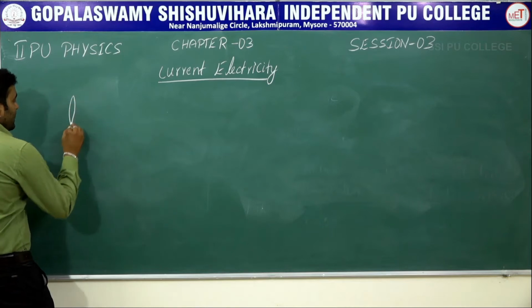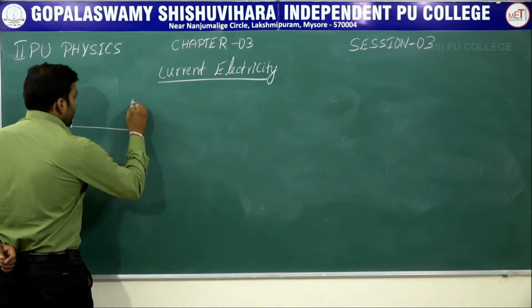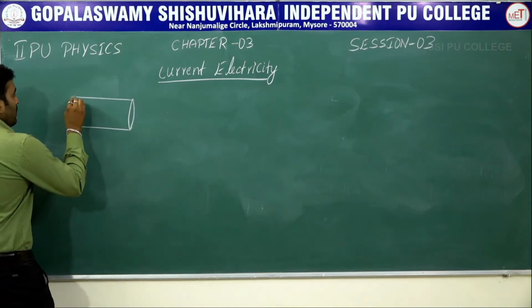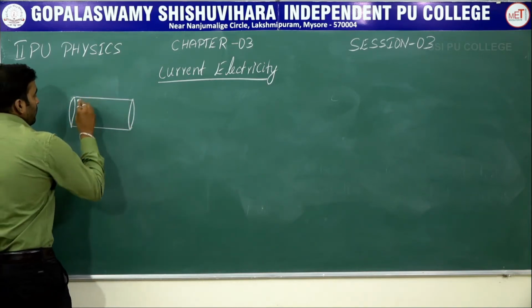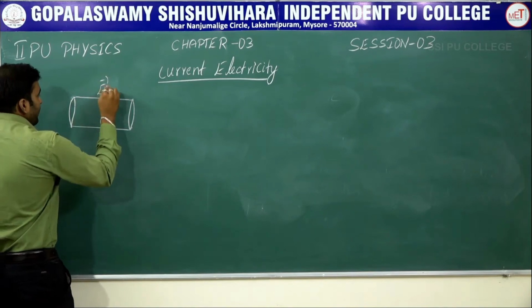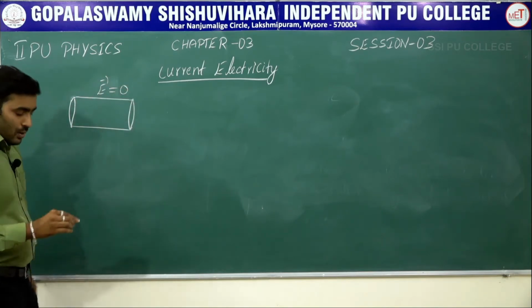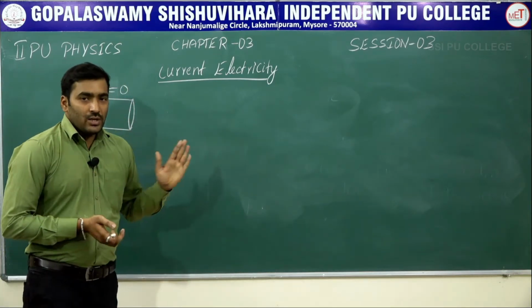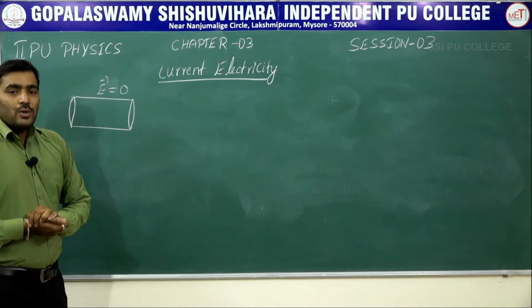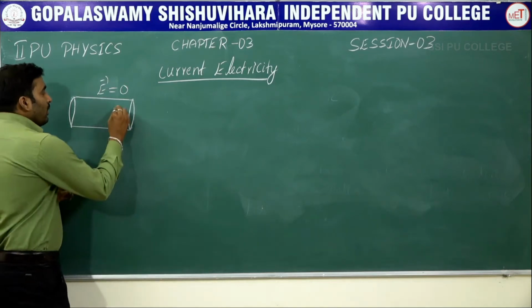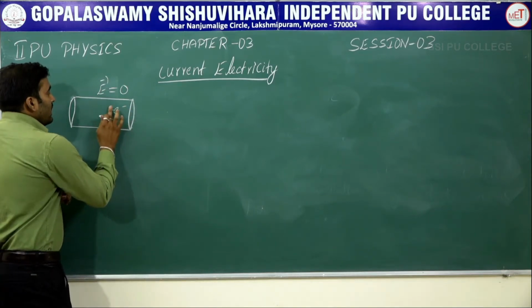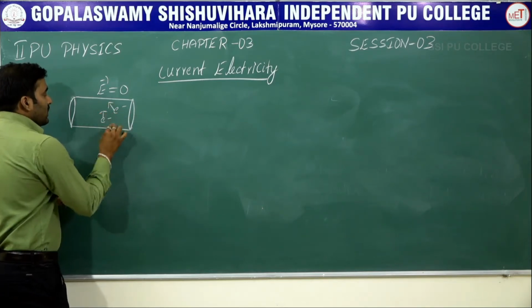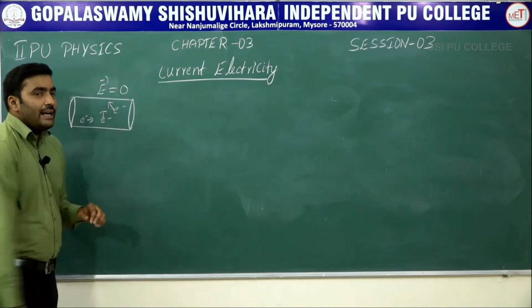For this, let me consider a metallic conductor. This metallic conductor initially has electric field equal to 0, which means we have not connected this conductor to an external source. The electric field is absent. So as I told you earlier, the electrons in the absence of an electric field do not have a preferred direction. They are moving randomly.